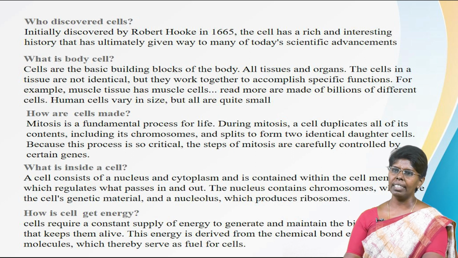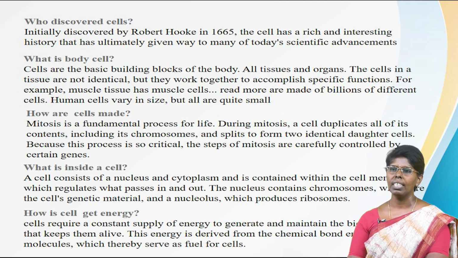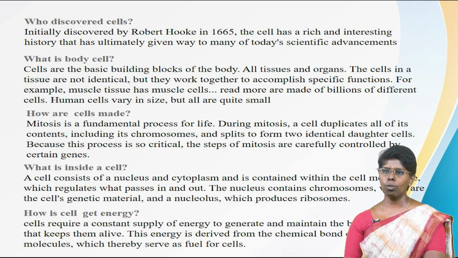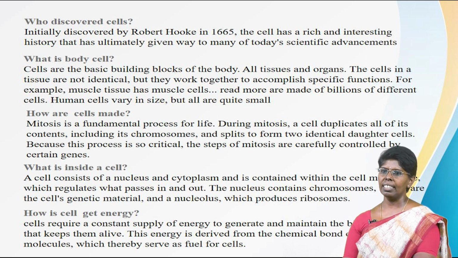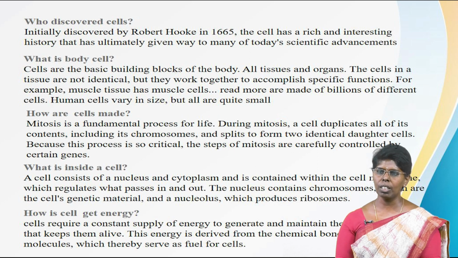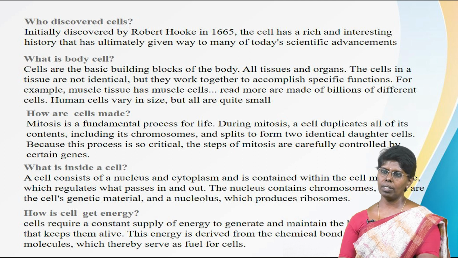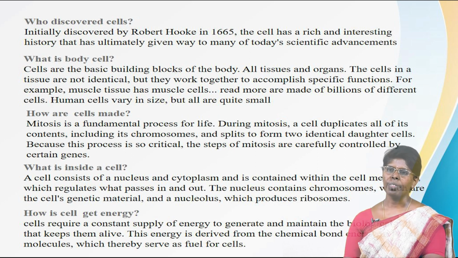How are cells made? Mitosis is a fundamental process for life. During mitosis, a cell duplicates all of its contents, including its chromosomes, and splits to form two daughter cells. The daughter cells are identical in nature. Because this process is so critical, the steps of mitosis are carefully controlled by certain genes, which are also present inside the chromosomes. That is how the specialized functions can be done.